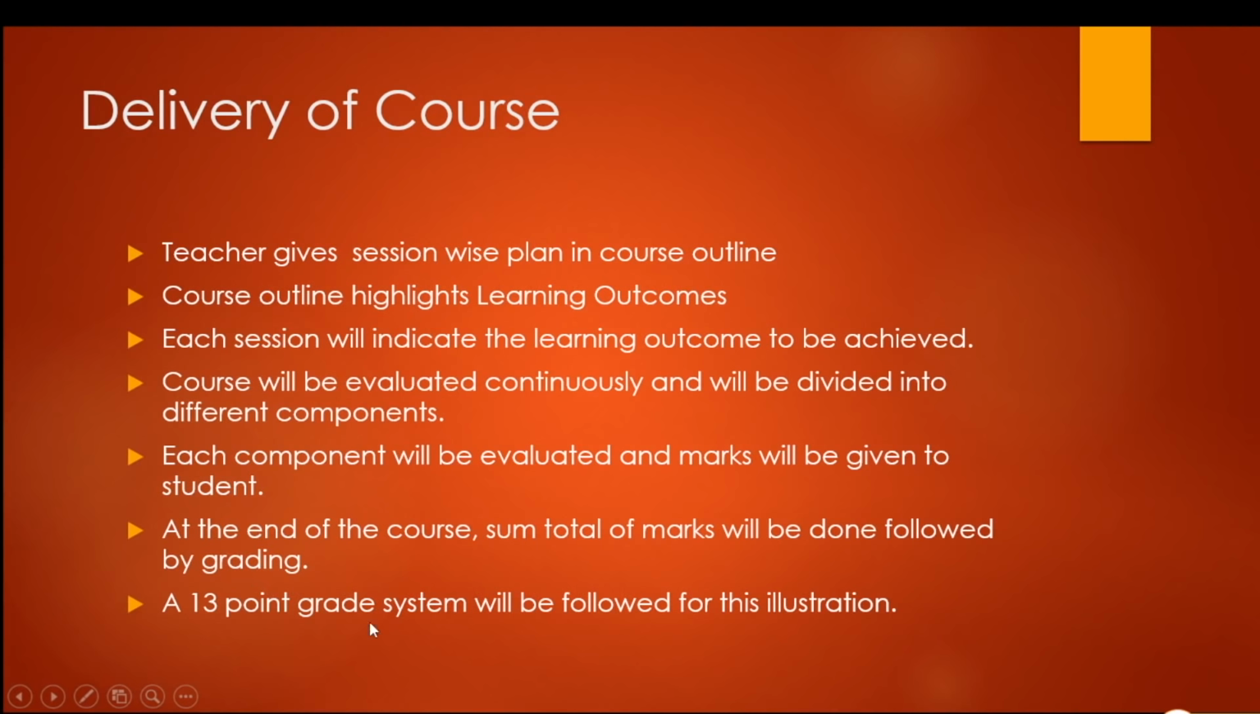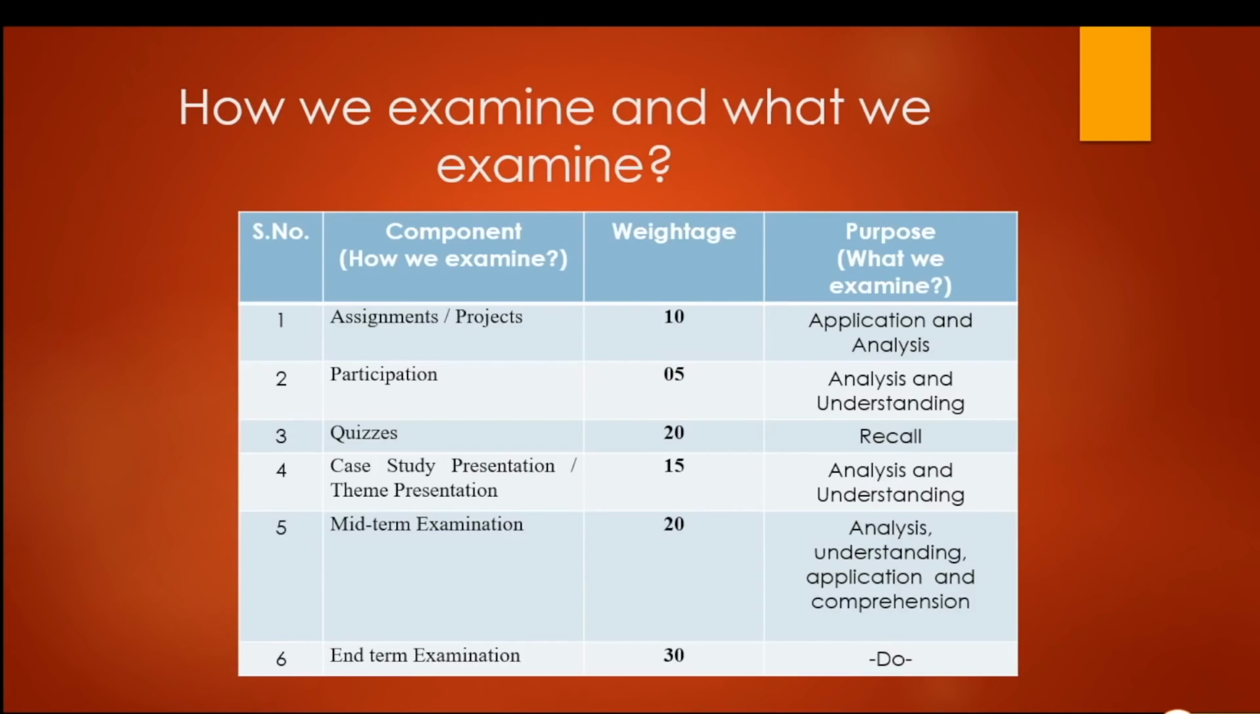And a 13-point grade system will be followed for this illustration. Now let me make it clear. At the end of the course, the sum total of marks will be done. This actually doesn't happen in this way. Each component will be graded, and then after the grading has been done, we go in for finding out the total grade point of the subject and then try to allocate the grade to that particular subject.